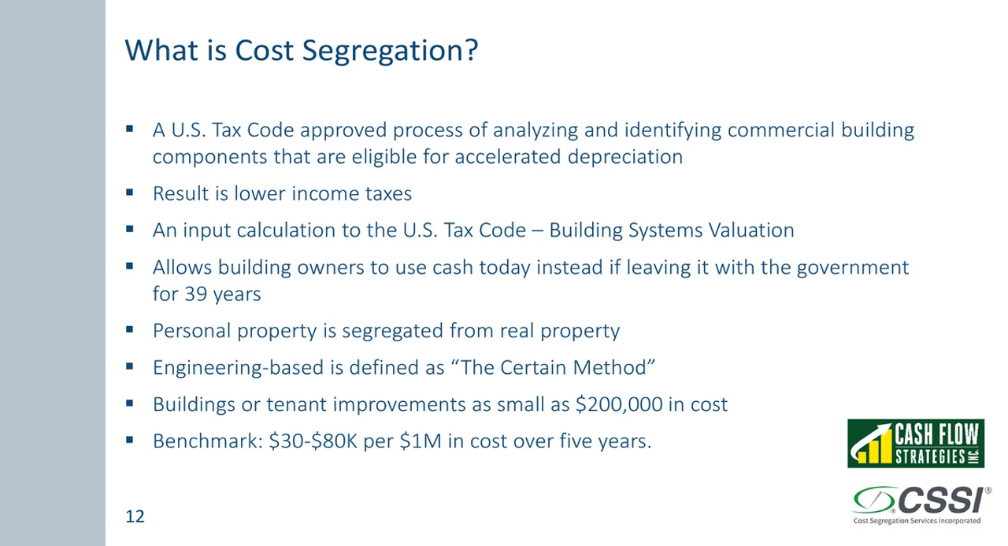Normally it's 5, 7, and 15 years. However, because of the 2017 Tax Cuts and Jobs Act, we've been given 100% bonus depreciation for a while, which means all of that short life property, which includes the qualified improvement property as well, can be depreciated 100% in the first year. So basically, it's going to help you depreciate $30,000 to $80,000 per 1 million in building cost over 5 years. And we can do it for buildings or tenant improvements as small as $200,000 in cost.